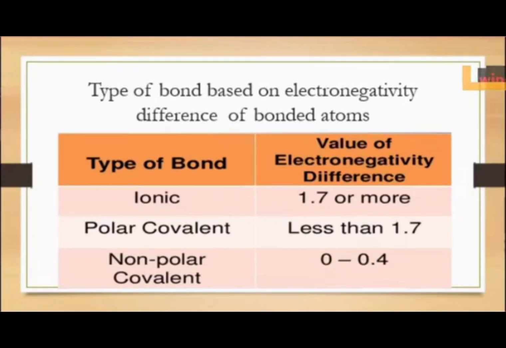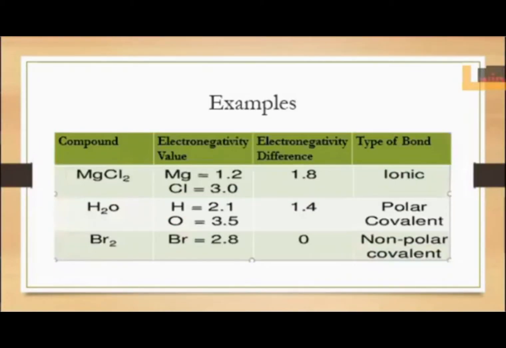Ionic bonds result when there is a very large difference between the electronegativity values of each atom, resulting in a polar bond. Polar covalent bonds, on the other hand, exist between atoms with a high electronegativity difference, but smaller than that in ionic bonds. And lastly, non-polar covalent bonds have the least electronegativity difference among the three types of bonds. Okay, this is an example of the type of bond based on electronegativity difference of bonded atoms.